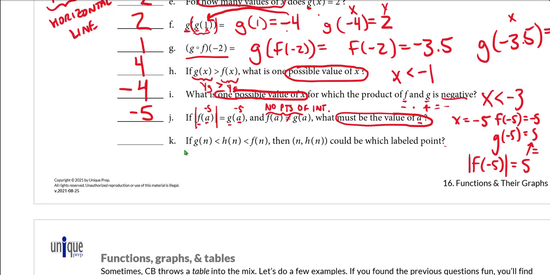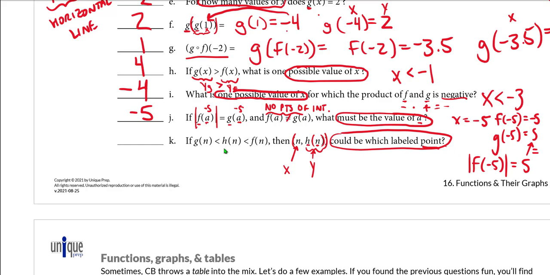In item K here, if g of n is less than h of n is less than f of n, then n comma h of n could be which labeled point. Okay, so again, first let's just circle that. Could be which labeled point. Let's just reiterate that this is just one of the ways that we can express a point on the xy plane. That n is an x value, and we know that because it's in parentheses after the letter name of this function, and that h of n is a y value. So they're just giving us a point here. n comma h of n is just a point. That's what they ask us. n comma h of n could be which labeled point.